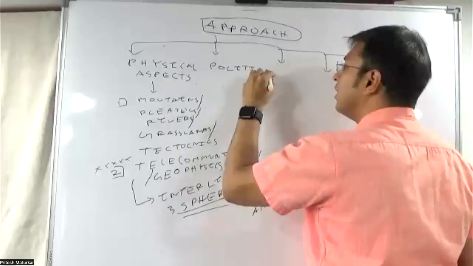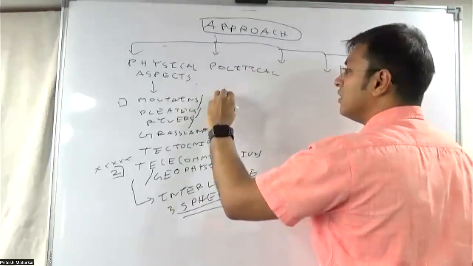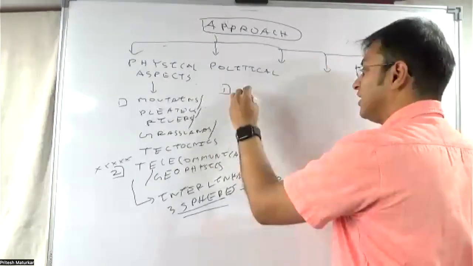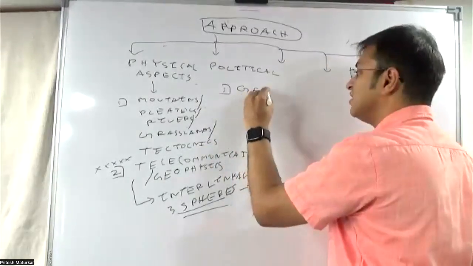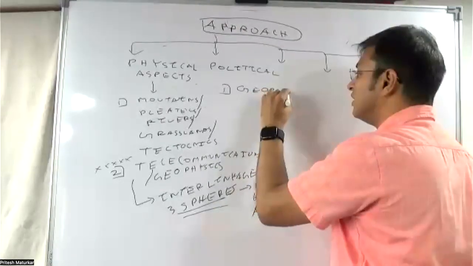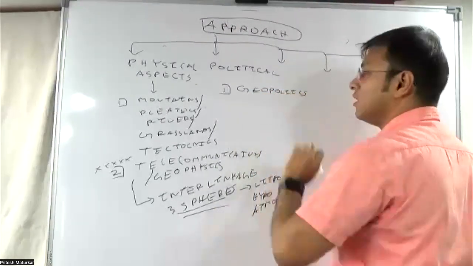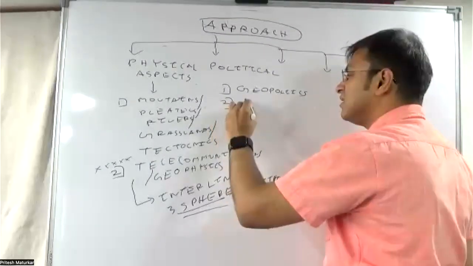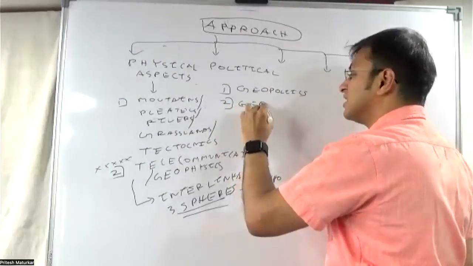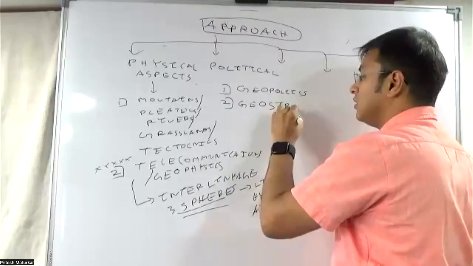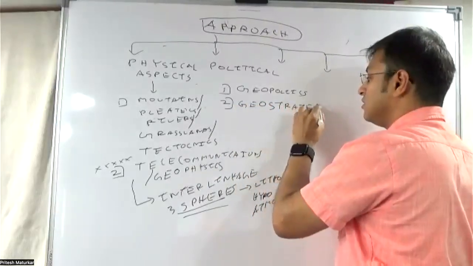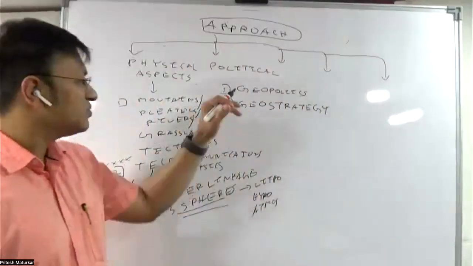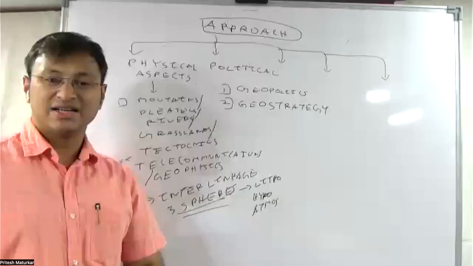Second approach needs to be political. Okay. In political now, the first thing you have to do is geopolitics. Second, geostrategy. Okay. Can anybody explain to me the difference between geopolitics and geostrategy?